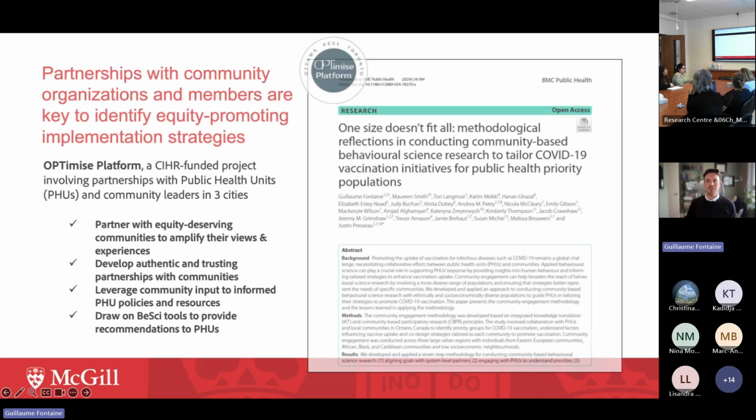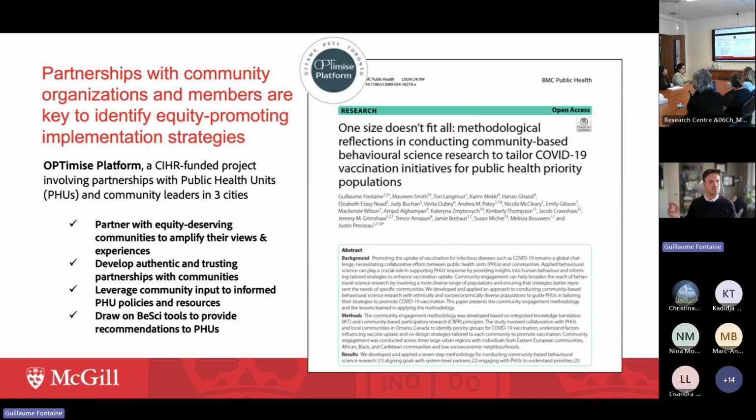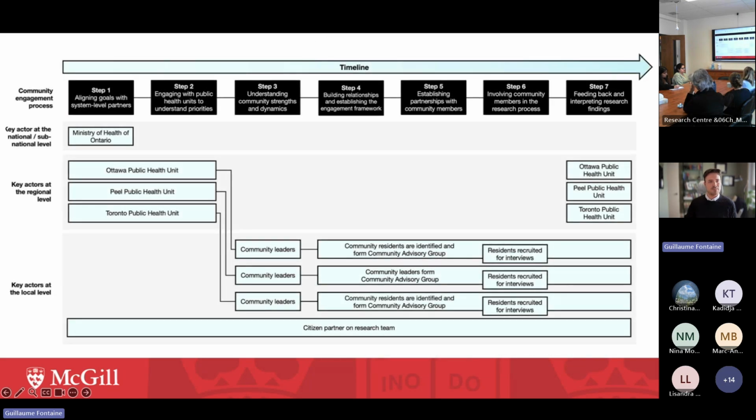One example of co-designing strategies to improve access to care that we conducted over the last few years was in Ontario. We conducted a study with 3 different communities: people in Toronto, people in Peel, and people in Ottawa. And we worked with different cultural communities to co-design strategies to improve access to COVID-19 vaccination. So this is the process that we took.